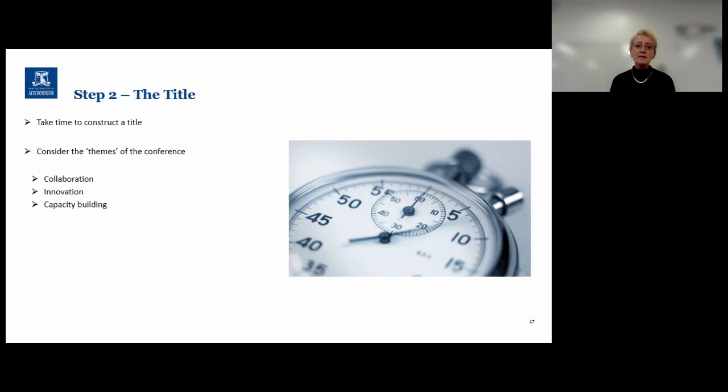The other thing that you need to consider is the themes of the conference. So for the Hume Region Conference, the themes are collaboration, innovation, and capacity building. So when you're thinking about your title, you need to think about these themes. I'm not saying you have to incorporate those words within your title, but perhaps your title needs to demonstrate that your project might have some innovation to it, or that it's got some collaborative element to it, or that it's about building workforce capacity.